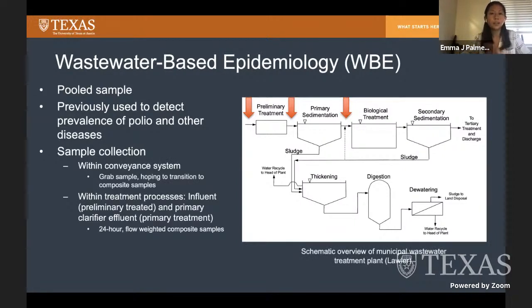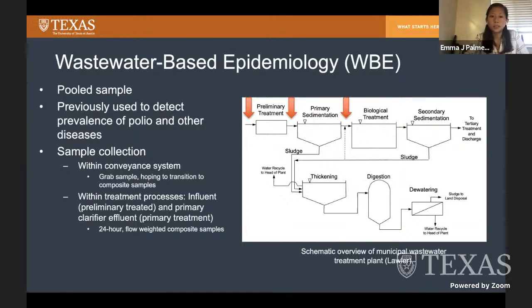The way our system works, we have 3 main sample types that we collect. The first is within the conveyance system. These are the pipes where your water goes when you flush your toilet or use the sink, to be transported to the wastewater treatment system. So far, these samples have just been grab samples, which just means we're taking a cup and sampling what's coming out at that time. But we are hoping to transition to what we call composite samples, which represent the input into the conveyance system over a longer period of time.